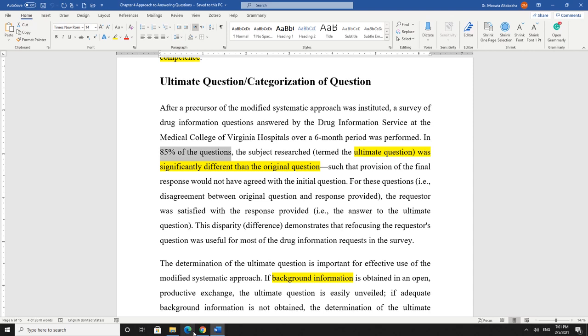So if you don't determine the ultimate question and you just respond to the initial question, you say yes it does or no it doesn't, you don't satisfy the customer. But if you know the real ultimate question, then in this case you'll be able to satisfy the customer and answer the customer in a better way. So once you determine the ultimate question, it's very important that you confirm this question with the requester. Tell him, is this what you want?